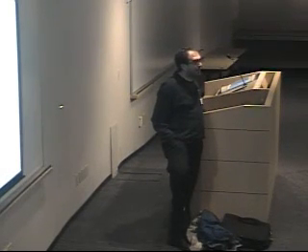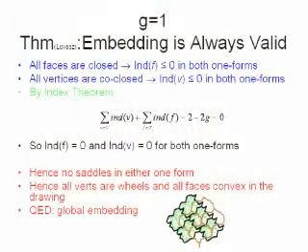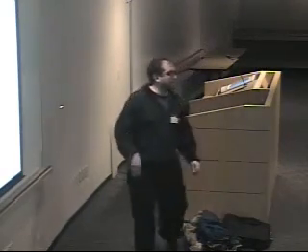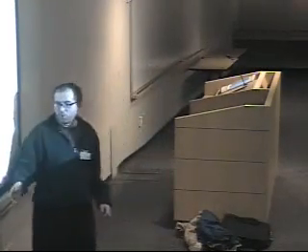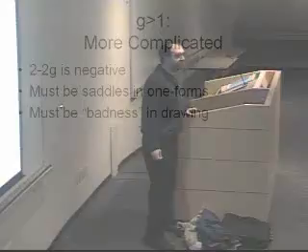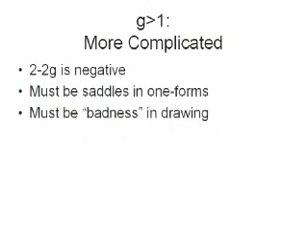Hence, in the drawing, all vertices must be wheels and all faces must be convex. Because if they weren't, then you certainly could find a saddle in your drawing somewhere. So QED, we're done. Global embedding. We need a little bit more flowery wording to get from the local to the global, and I'll skip that. That's the torus. The torus case works. Okay, on to higher genus.